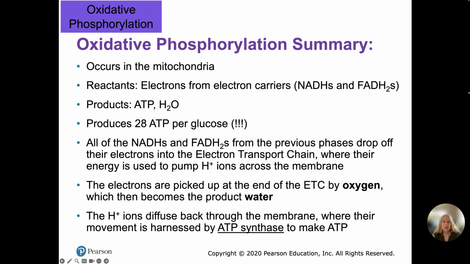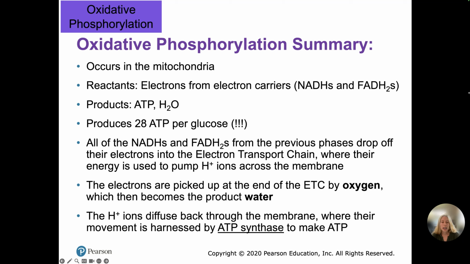In summary, oxidative phosphorylation occurs in the mitochondria. The main reactants are electrons from the electron carriers, which are the NADHs and the FADH2s. NADH has been produced in glycolysis, in pyruvate oxidation, and in the citric acid cycle, and FADH2 was produced in the citric acid cycle. So all of those electron carriers donate their electrons to the electron transport chain during oxidative phosphorylation. The products are water and ATP. Oxidative phosphorylation is the heavy hitter of cellular respiration. It produces roughly 28 molecules of ATP per molecule of glucose, which is significantly more than any of the steps we've looked at thus far.